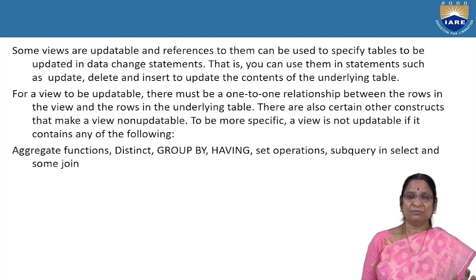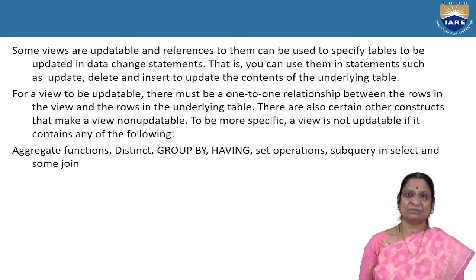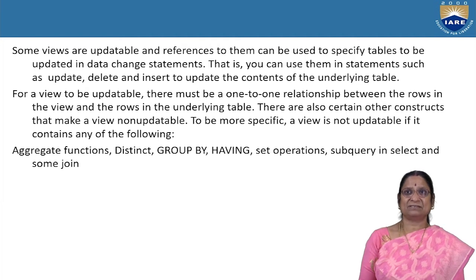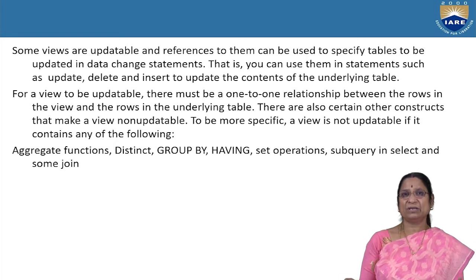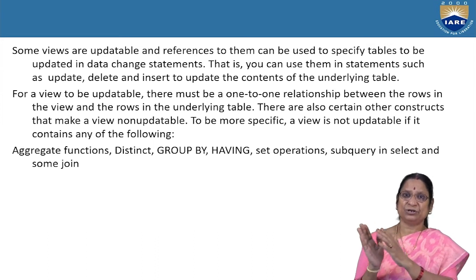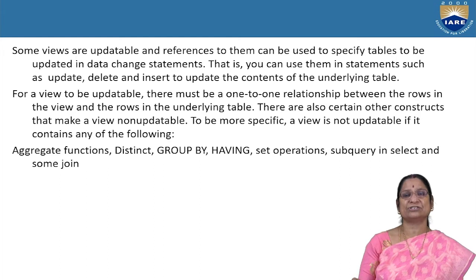So whenever the base tables from where the view is going to be generated, those tables are known as source tables or base tables. So these updatable views refer to specifying the tables to be updated in data change statements. When any change is made in your view, data modifications should reflect in the base tables. Any changes made in the base tables should reflect in our views also.